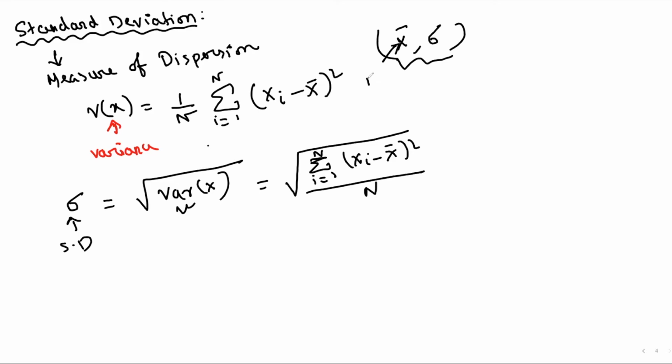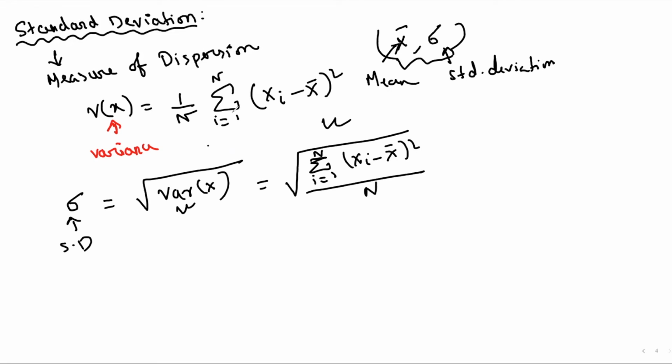mean and standard deviation. So you know what is mean and you know what is standard deviation. Standard deviation is a measure of dispersion and it is the square root of the variance. Variance is nothing but xi minus x bar whole square divided by n. This is the formula to calculate it. Okay, so this is standard deviation.